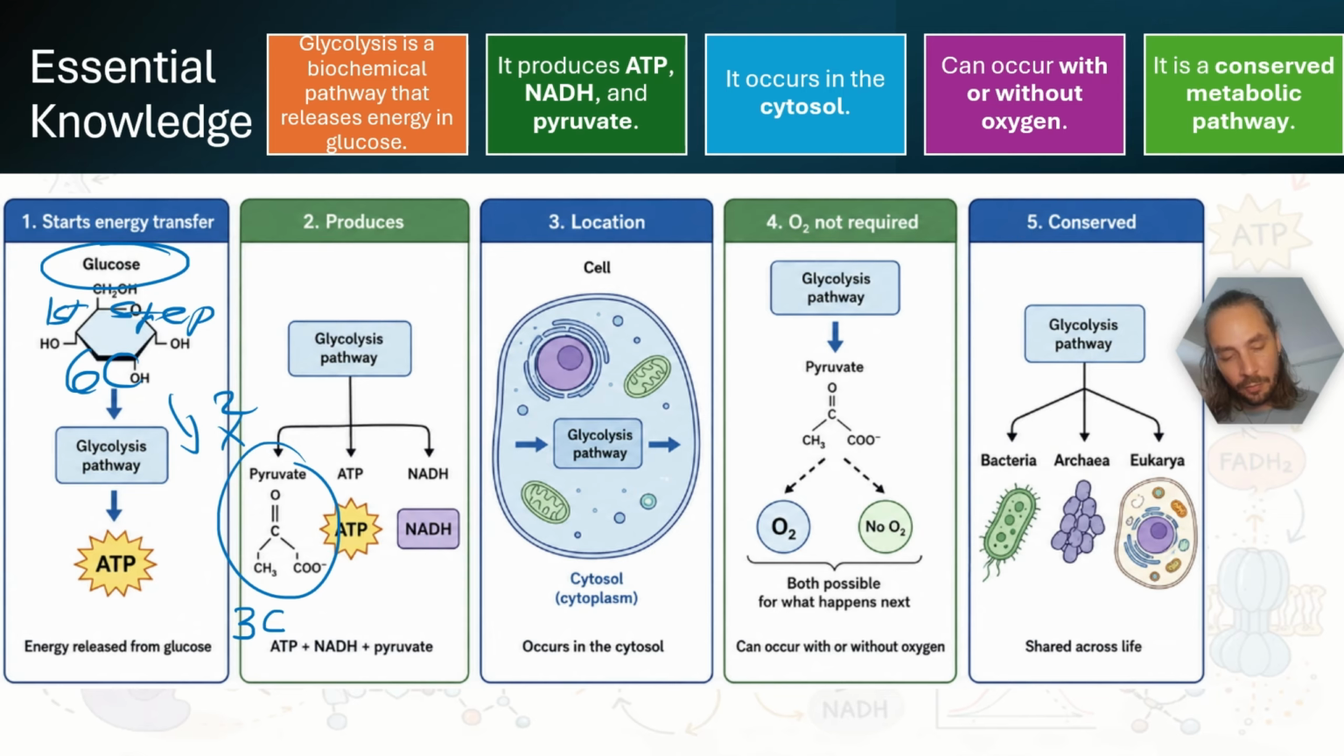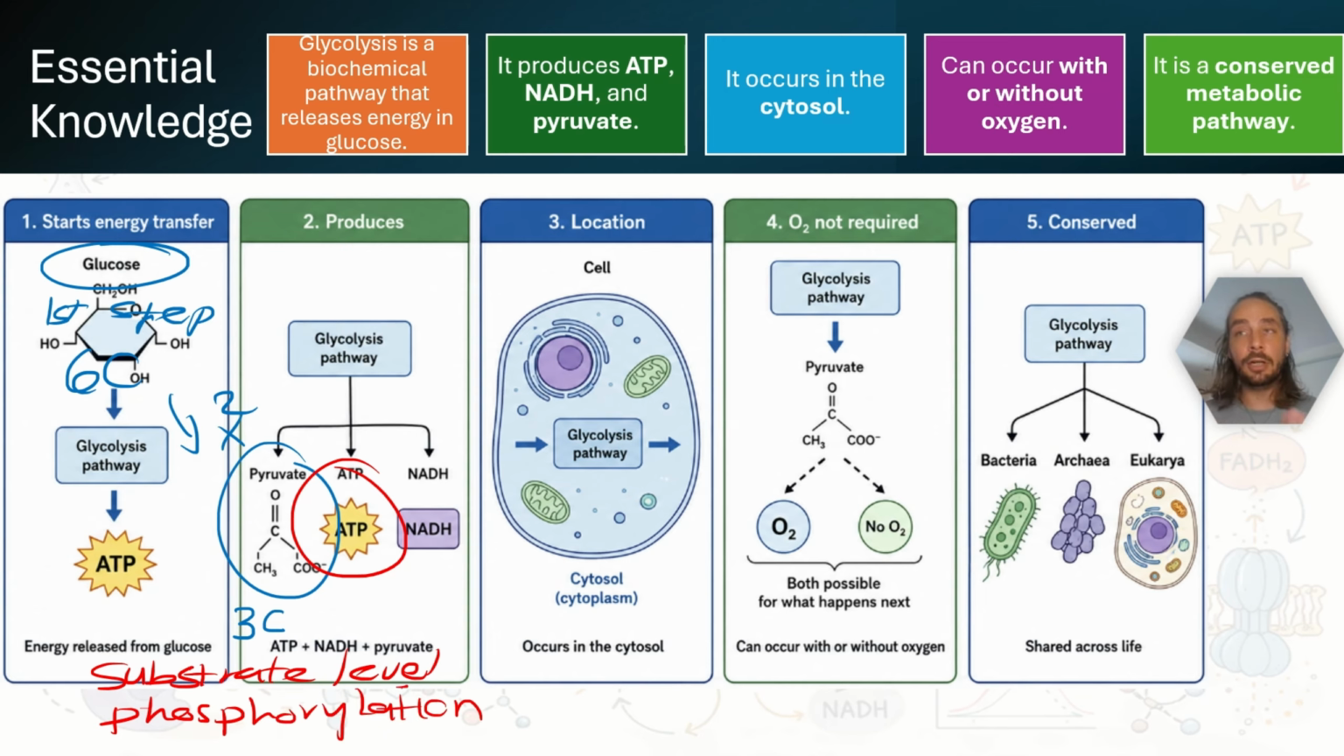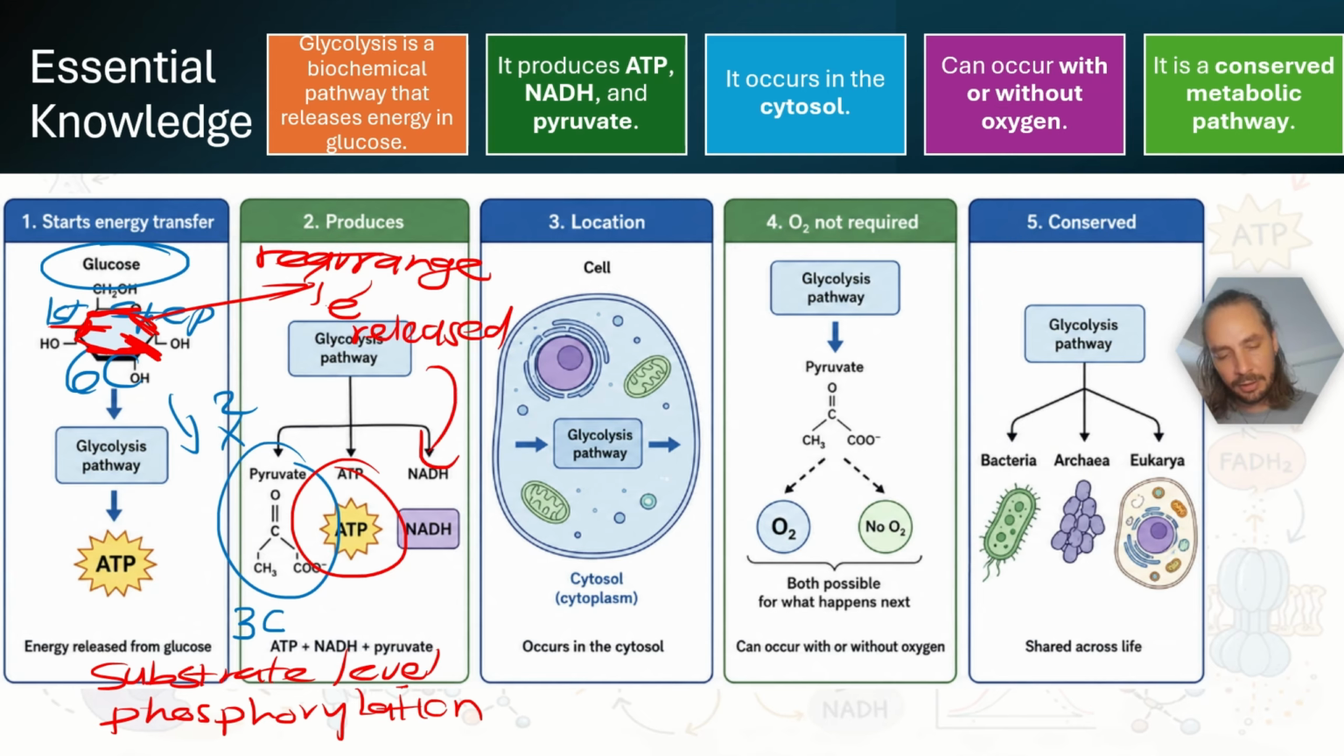From this reaction, we create a little bit of ATP with substrate level phosphorylation. Okay, so it's not using the electron transport chain to create that ATP. And because we are breaking these chemical bonds to rearrange the carbon, we have electrons released. And those electrons reduce NAD plus to NADH.